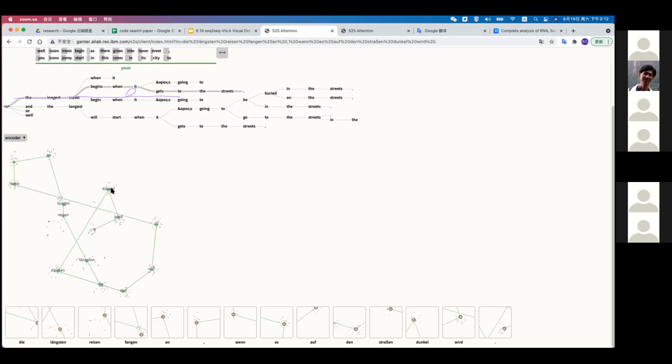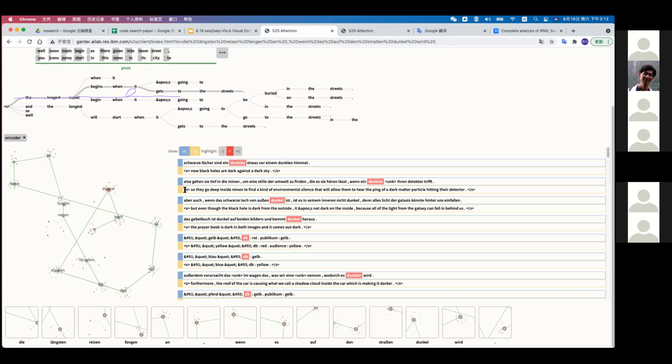So how do we see whether the encoded state is right or not? This paper uses other sentences. That means, for example, darker in German, in English, means dark.